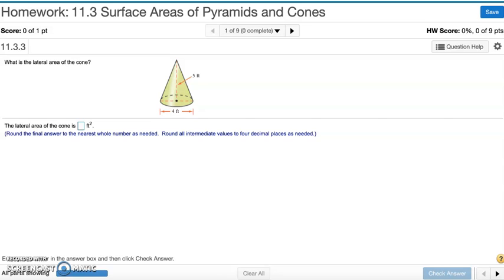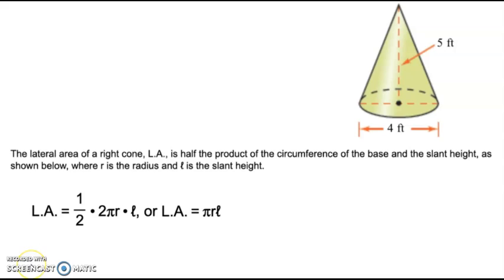11.3. Surface areas of pyramids and cones. Number 1. What is the lateral area of the cone? So let's take a look at that. The lateral area of a right cone is half the product of the circumference of the base and the slant height. So basically, it's going to be pi times the radius times the slant height.